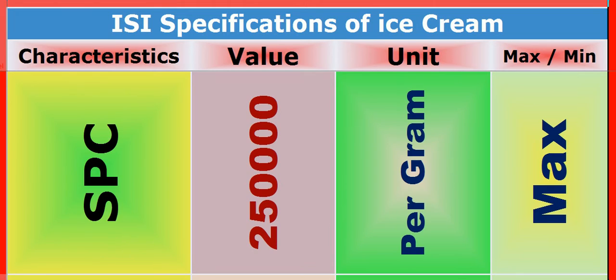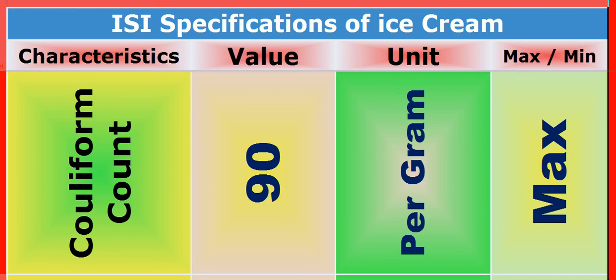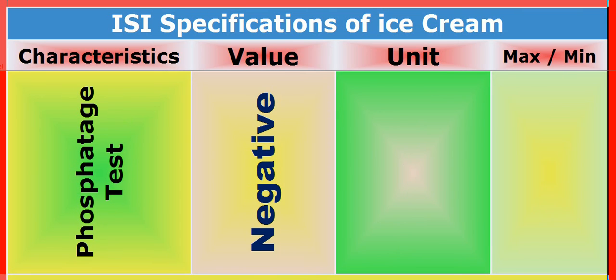Maximum standard plate count, that is S.P.C., of ice cream equal to 250,000 per gram. Maximum coliform count of ice cream equal to 90 per gram. Phosphatase test of ice cream will be negative.